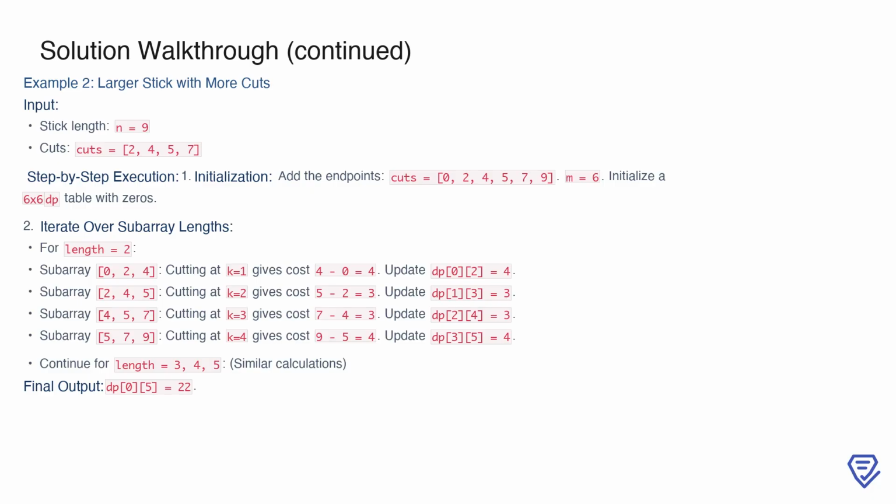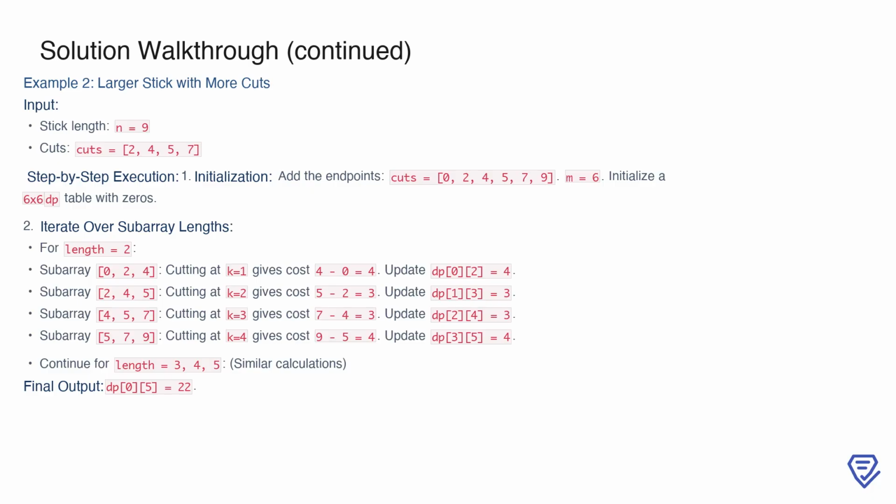For subarrays of size 3, corresponding to length equals 2, we calculate costs for subarrays like 0, 2, 4, by cutting at position 2. This results in a cost of 4 minus 0 equals 4, so dp[0][2] is updated to 4. Similarly, for 2, 4, 5, cutting at position 4 gives a cost of 3. The other subarrays, 4, 5, 7 and 5, 7, 9, have costs of 3 and 4, respectively, which are stored in their corresponding dp entries.